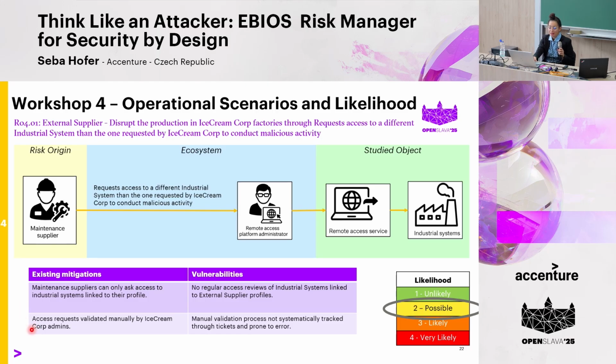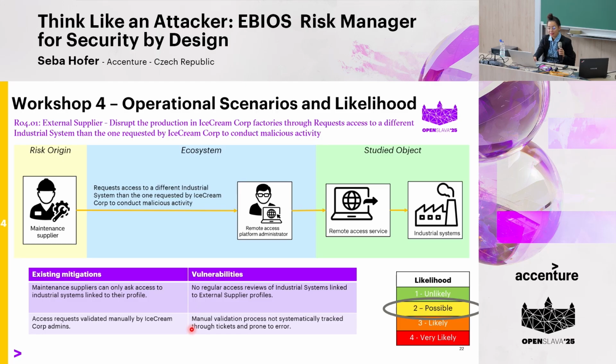And the second mitigation is that the access requests are validated manually by this person here. Every time, they check that everything is good and then they give them access. But the problem is that there are no regular access reviews of the industrial systems linked to the external supplier profile. This is important because things change with time, and it is standard good security practice to check regularly that people have only the access they need to do the work.